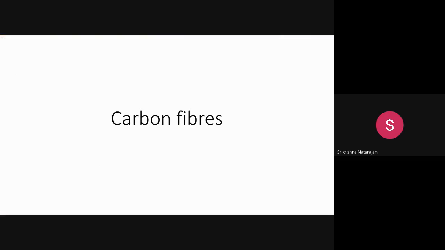In the previous lecture, we started the discussion about high performance fiber. We discussed one high performance fiber, the aramid fibers. Under aramid, we discussed Nomex and Kevlar, their manufacturing, properties and applications. So in today's lecture, we are moving to another high performance fiber, which is the carbon fiber, one of the very important high performance fibers.